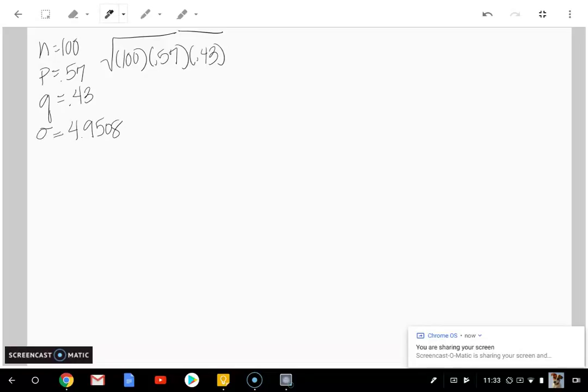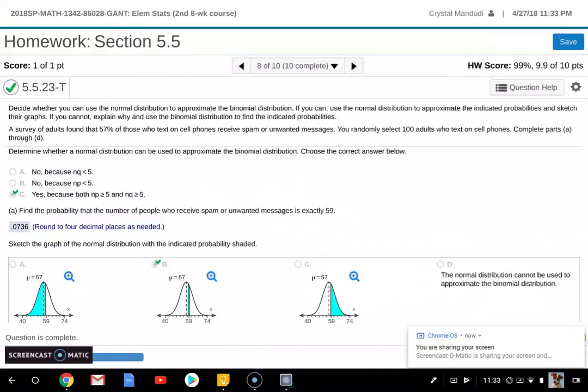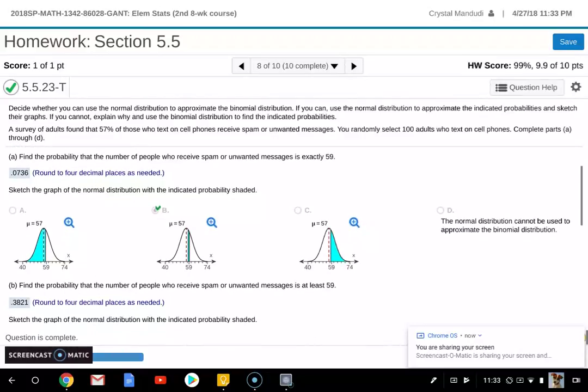We're going to come back to this later. To determine, we can say that A and B are wrong because n times q is clearly larger than 5, and n times p is also clearly larger than 5. So yes, n times p and n times q are greater than 5. So our first question is part A.